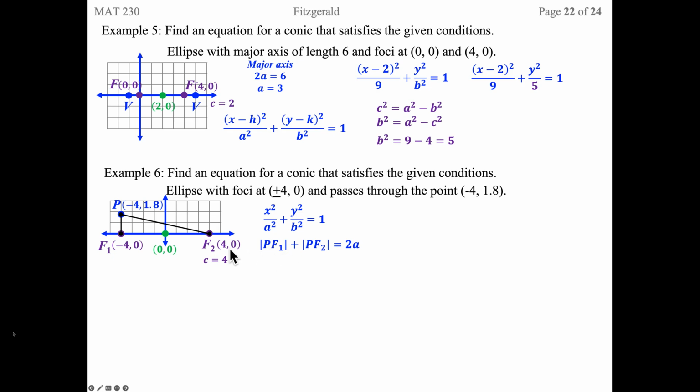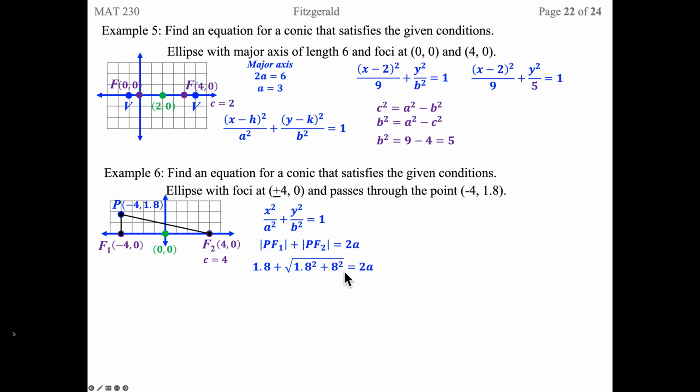Well, let's see. From P to F1, we just went up 1.8. P to F2, I have to do the distance formula. So the distance from this P to this F2, negative 4 minus 4, or 4 minus negative 4, either way, it's going to be 8. And the 1.8 minus 0 is 1.8. So that's this distance squared. So this is my y2 minus y1 squared. This is my x sub 2 minus x sub 1 squared.